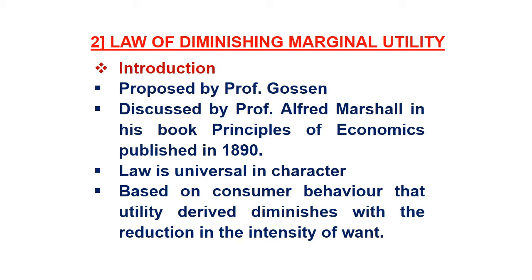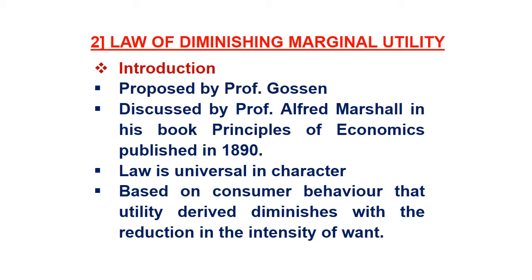Today I am going to discuss with you the law of diminishing marginal utility under chapter number 2, that is utility analysis. Here the first point is an introduction. Here four things you have to know. First, this law was proposed by Professor Gossen. Number two, this law was discussed by Professor Alfred Marshall in his book Principles of Economics, published in 1890.